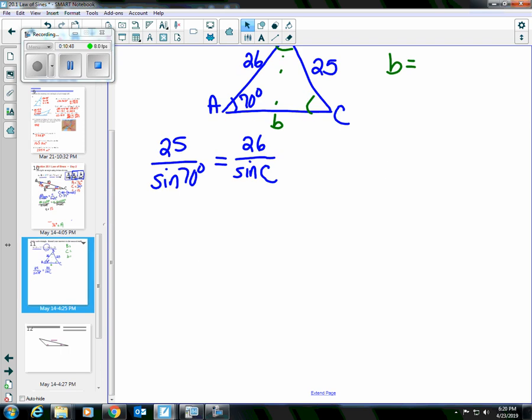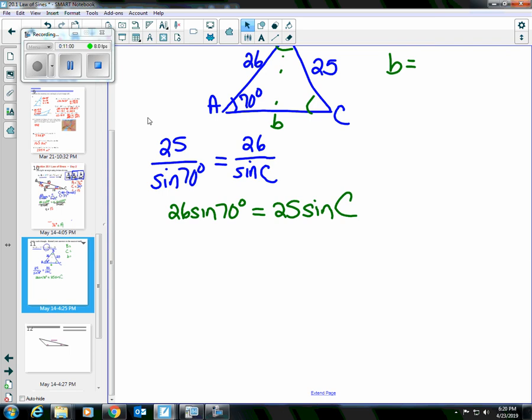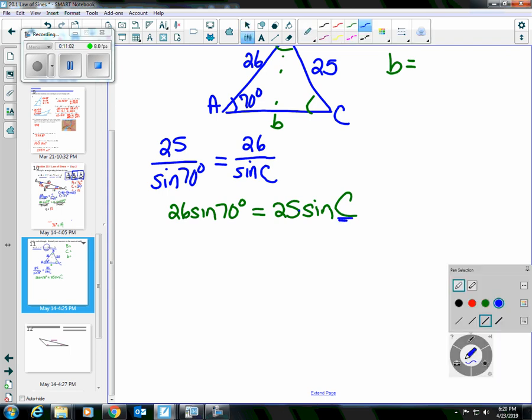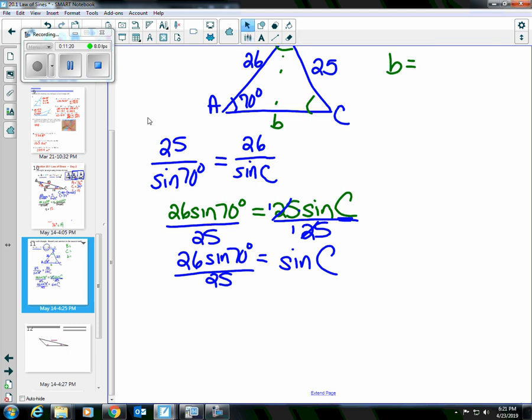So then I can go ahead and do what I did in the last one, cross multiply and divide. So 26 times the sine of 70 would be equal to 25 times the sine of C. Cross products are equal. I need to undo what's been done. I'm trying to solve for C. So the first thing I'm going to do is divide by the 25. So that will undo that multiplying by 25. So then I have sine of C is equal to 26 times the sine of 70 degrees divided by 25. Now again, I'm not going to worry about getting that number until I just do it on my calculator.